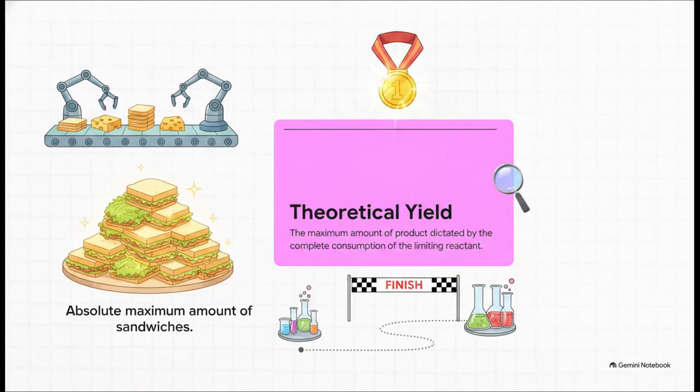Easy, right? And once you find that limiting reactant, boom, you unlock what's called the theoretical yield. This is your ultimate finish line. It is the absolute maximum amount of sandwiches or chemical product you can possibly assemble before your supplies run dry. It's the gold standard that chemists use to judge just how perfectly a real-world experiment was actually executed.